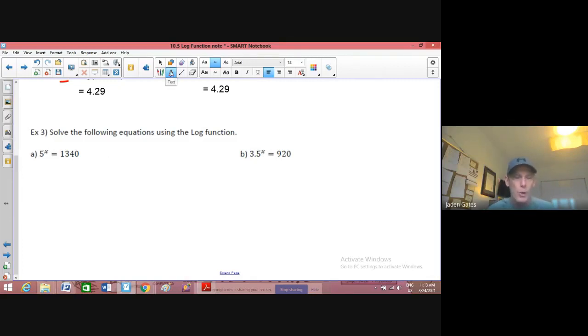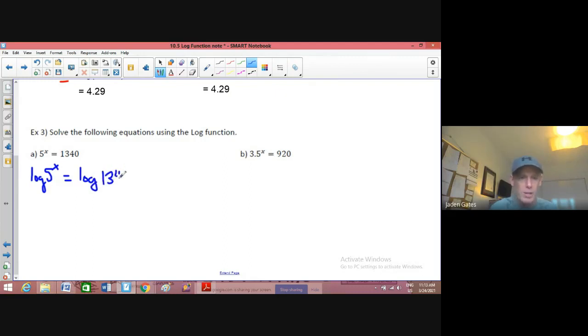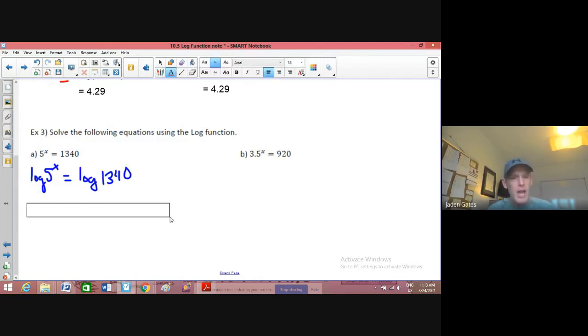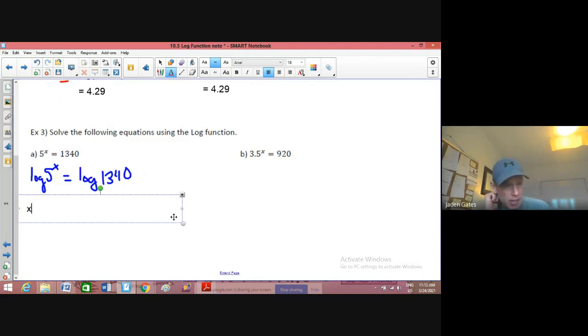And so what I'm going to do is use my log rule here. So I'm going to take the log of both sides first because I'm solving for an exponent. So there we go. There's my first step, just taking the log of both sides. Now, I'm going to use this log rule. And here's why I'm using the log rule: I'm going to bring the x down in front. Then I've got a log of 5.